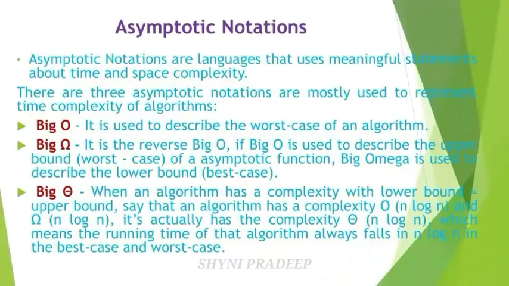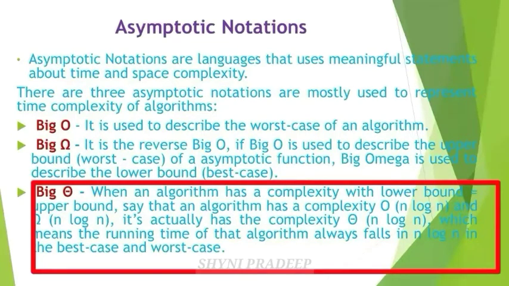Then what does big omega mean? Best case of an algorithm. Big O is described as an upper bound, but big omega is described as a lower bound. Okay. What do you mean by big theta? It is the average case of an algorithm.